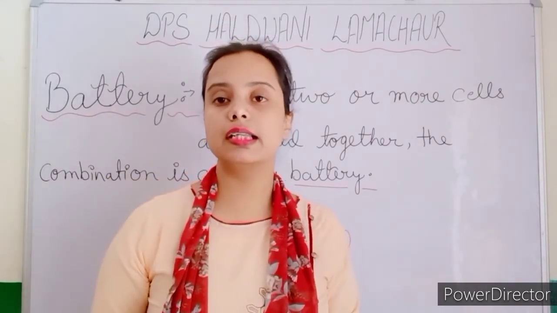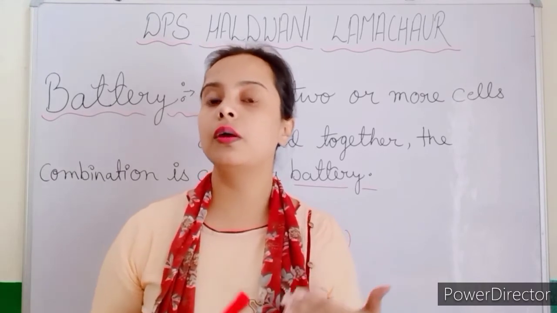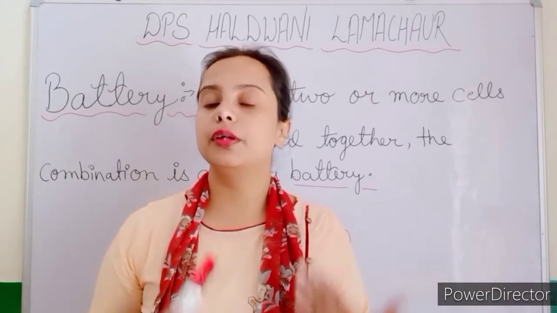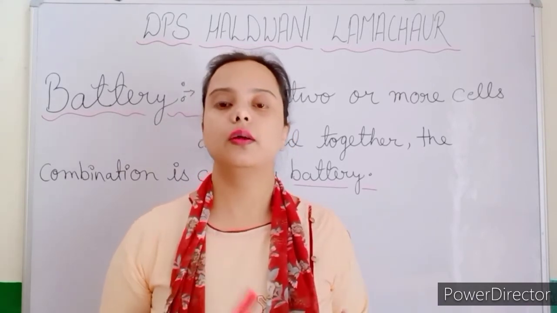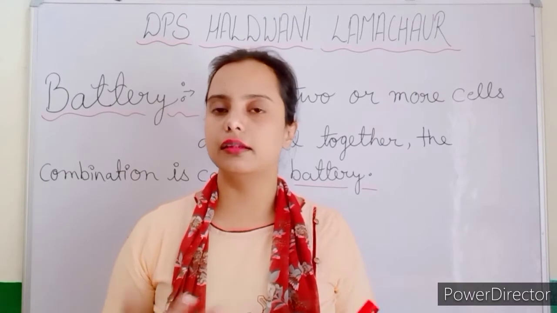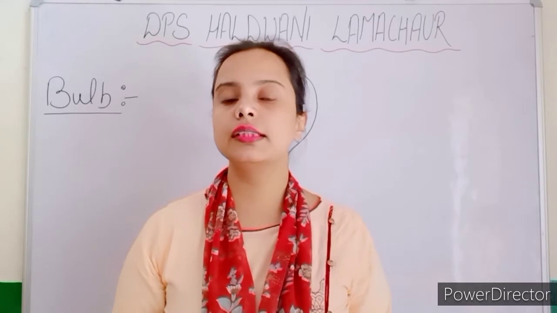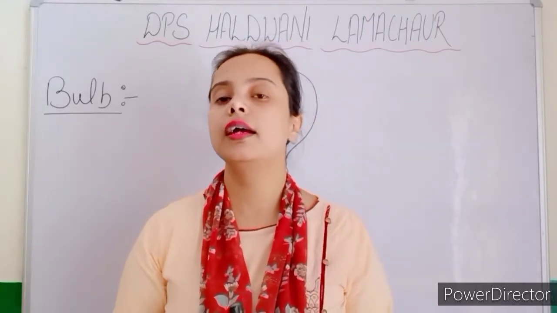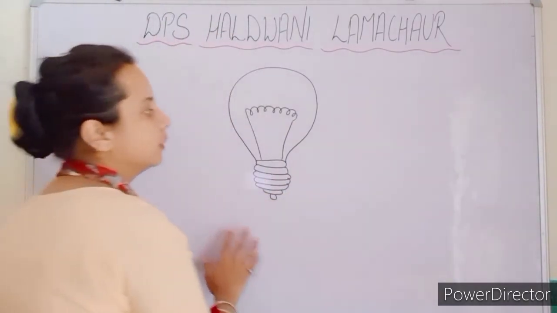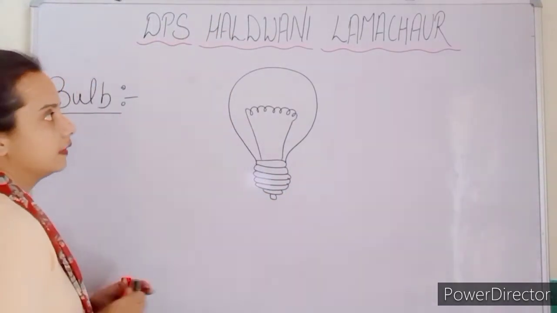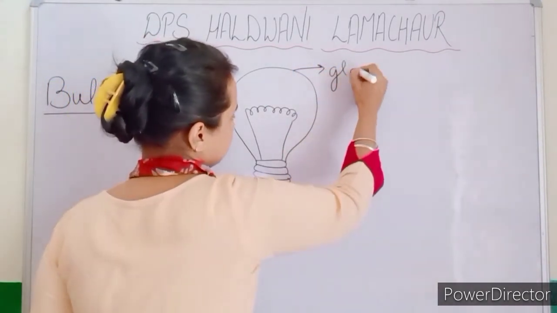Now we will understand about the bulb, how the bulb glows and how the electricity is produced in it, that is, how the electric current flows in it. So students, now we will understand how the electric bulb glows. This is the structure of the bulb, and this is known as a glass cover.